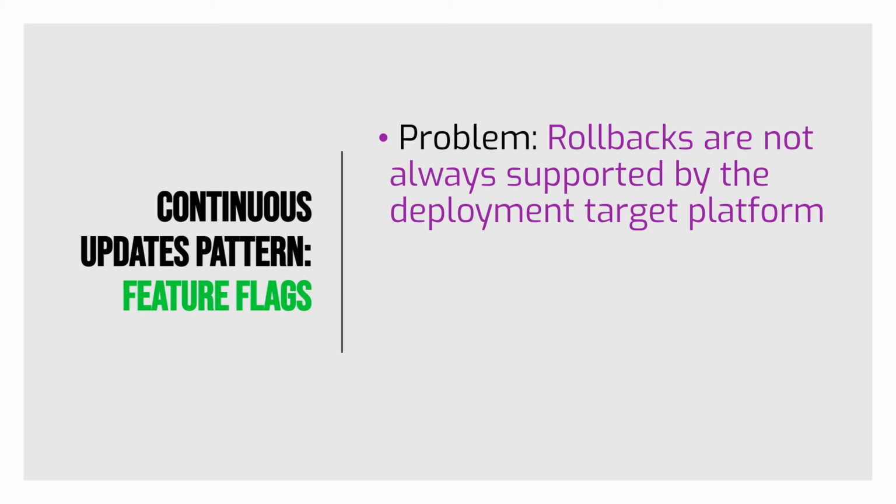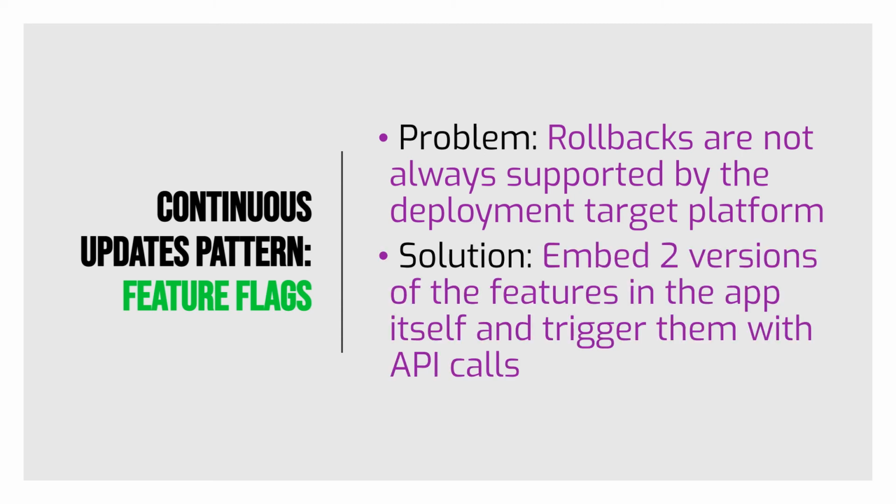But you can also use a feature flag, and it will give you the ability to change it through a REST API. So you embed two versions of the feature in the app itself, and you trigger them with API calls, so you can easily control it and don't need to wait all the time for the review.